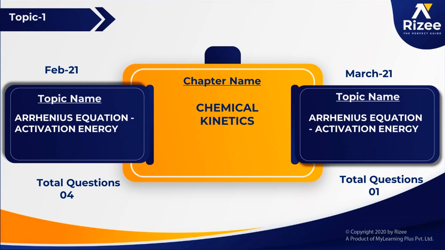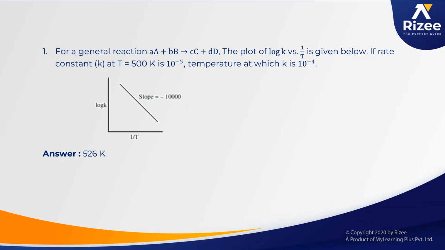The most important chapter is chemical kinetics, and in that, the most important topic is the Arrhenius equation, activation energy. Here you can see the total number of questions asked from this topic in the February session was 4 and in March it was 1. So the total number of questions was 5. Based on this many questions asked from this topic, we have picked one question from the 5 questions asked in February and March.